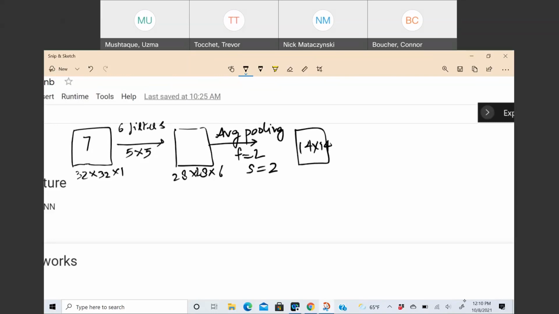Eventually, we get a 14 by 14. And let me just skip the rest of the layers. I think it has like 7 or 8 layers, or we can check the paper. But the point that I'm trying to make here is that with every subsequent convolution, average pooling, convolution, average pooling, eventually we arrive at this structure, which is just a 5 by 5 by 16.